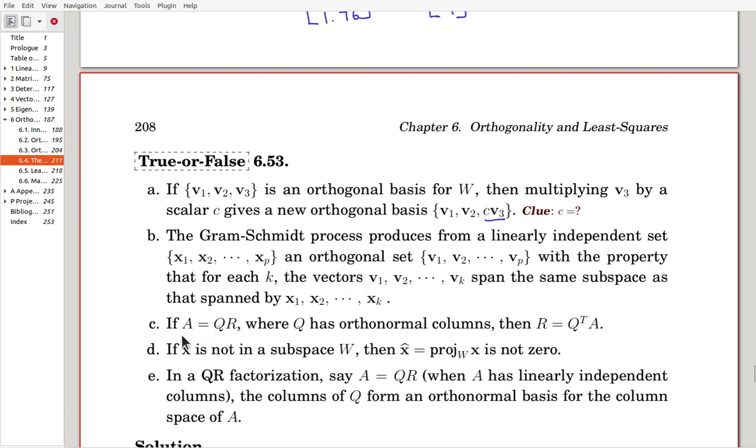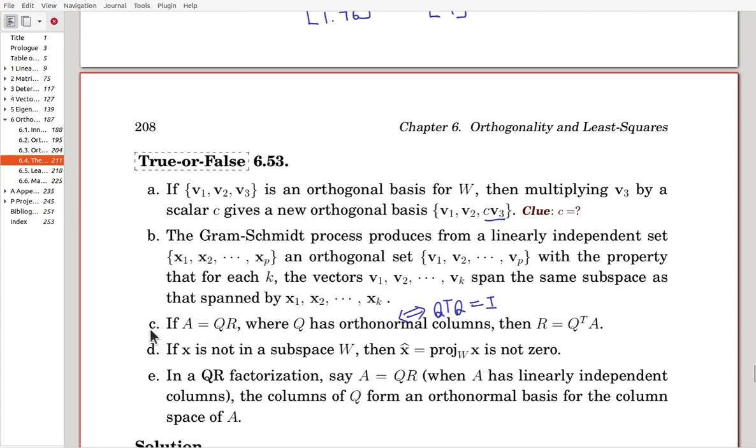Next, A is QR, where Q has orthonormal columns. Then R can be gotten as Q transpose A. Is it true? Yeah, why not? Q has orthonormal columns if and only if Q transpose Q is identity. So if you multiply both sides by Q transpose, then Q transpose A is the same as R, right?